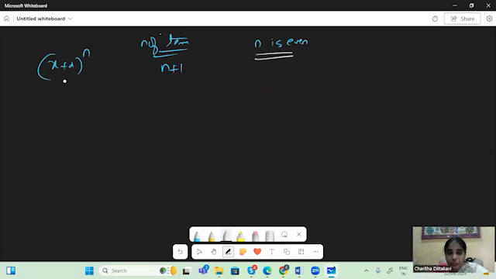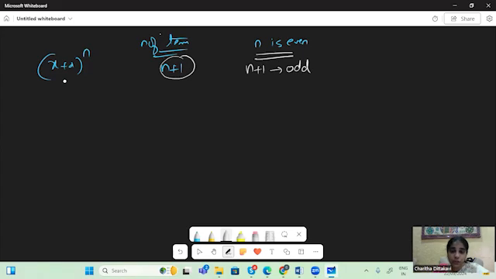Now, in the expansion (x + a)^n, the number of terms is n + 1. Agree with this fact, everyone? Now, if n is even, what happens? Let us see. If n is even, my number of terms will be n + 1, so obviously n + 1 will be odd. Now, out of an odd number of terms, tell me which one is your middle term.